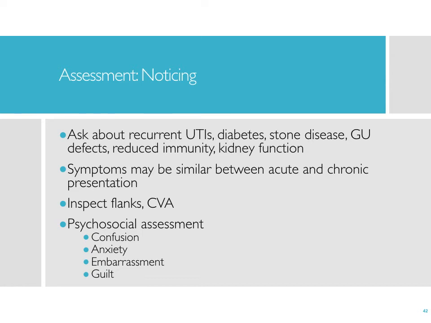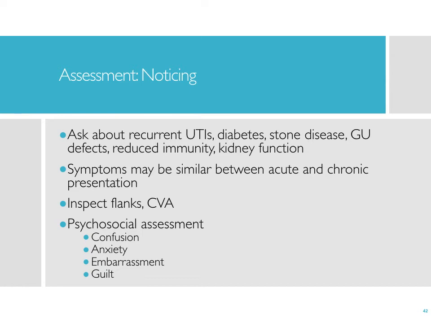Also ask about their kidney function or anything that might affect their kidney function. The symptoms may be similar between the acute and the chronic presentation. So you may not know right up front, unless you ask these questions, whether somebody is having an acute infection, which means it's just suddenly come up, or if it's chronic, something that they've had over and over and over.